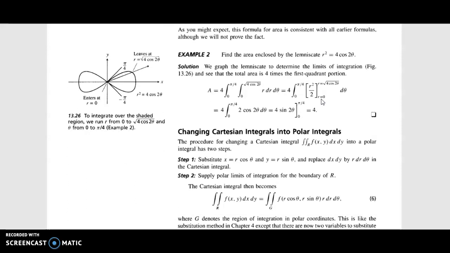Find the area enclosed by the lemniscate. We have already studied about it. For the case of the lemniscate, this is the graph of the lemniscate. We have to study this carefully, and this is always the picture of the lemniscate. And for the lemniscate, theta starts from 0 to pi by 4.